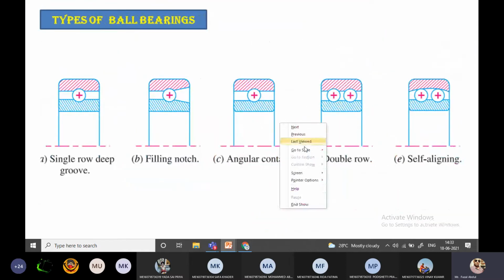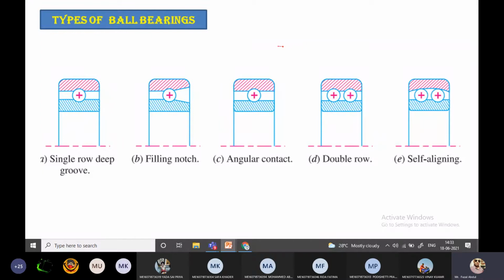Types of ball bearings. Single row deep groove ball bearing. By seeing the name only we can conclude that one single row is there, as you have seen just now, how the groove is created. Okay, single row, one deep groove is there.